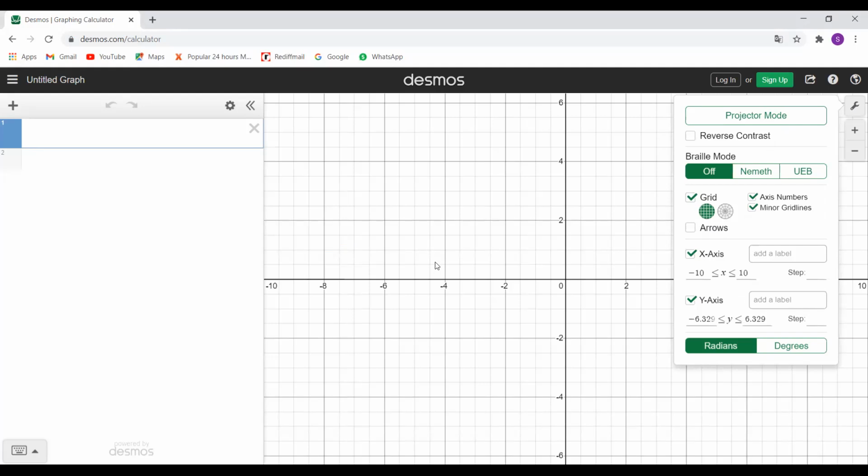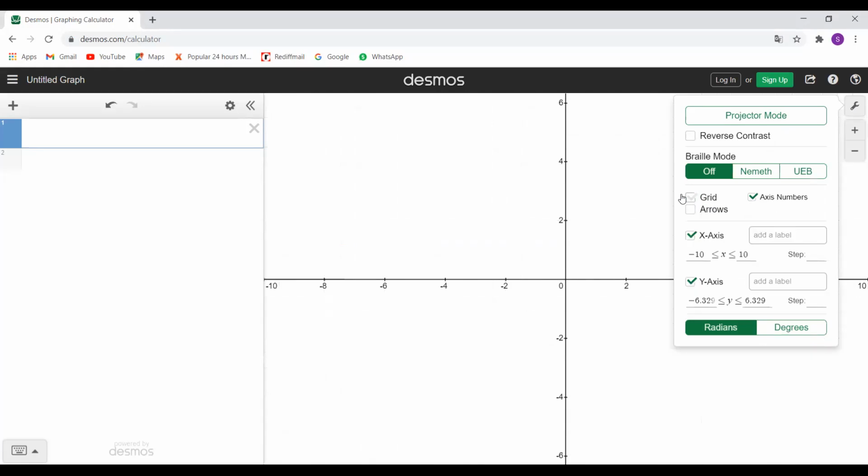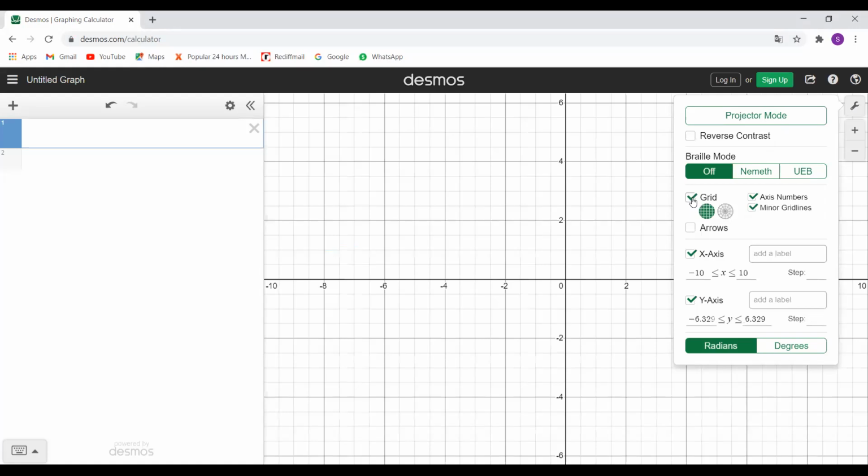Now my graph is in grid form. If I want it without grid, I just simply have to click here, and it will become plain. But I want my graph in grid manner, so I will click on this.